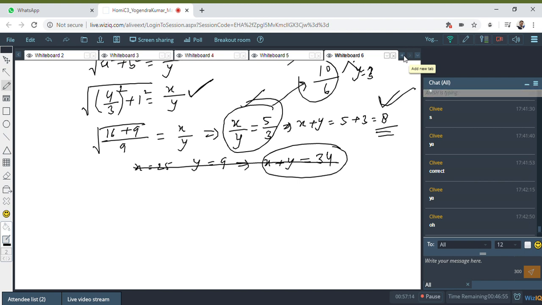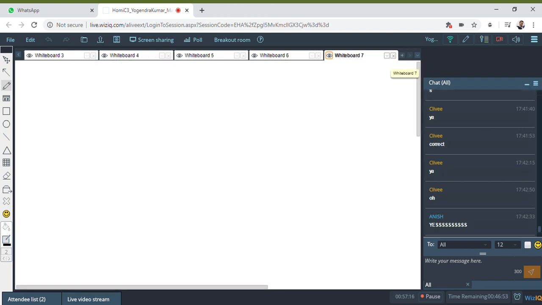What I was asking Anish: do you know all these properties, modulus properties, then conjugate properties? Do you know these all or not? Or do you want me to revise them?